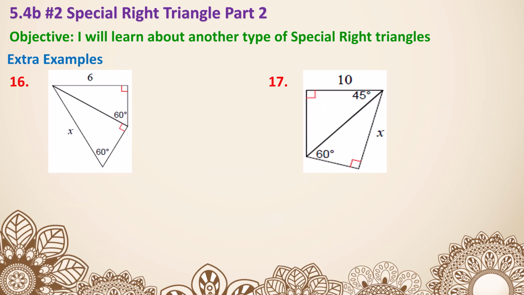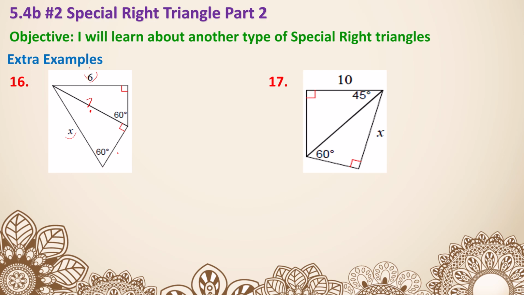Moving on. Okay, 16. You're given 6. In order to find x, we need to move one layer at a time. So we need to find the short leg, but in order to find the short leg, we need to find the long leg for this bigger triangle. So it's going to be a little bit of a process.